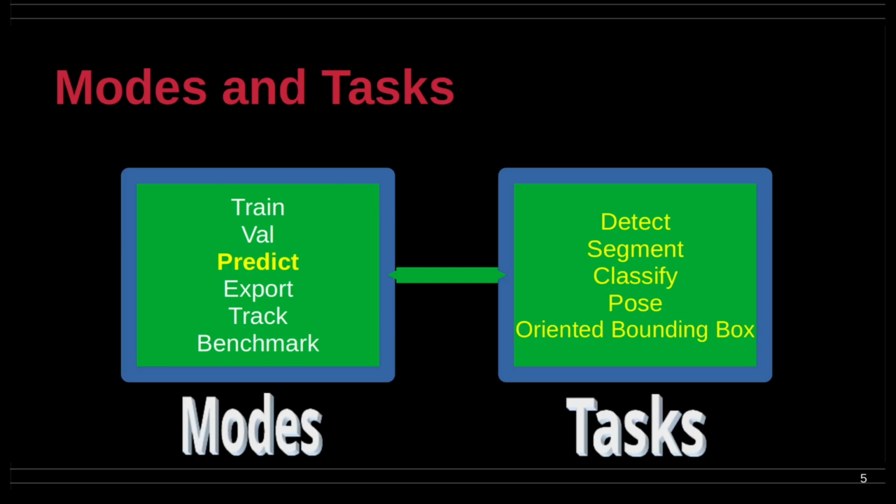Track extends the model for real-time tracking applications. Benchmark will help you to understand the speed and accuracy of your model in varied environments of your choosing. YOLO supports basic computer vision tasks to perform detection, image segmentation, classification, pose estimation, and oriented object detection.